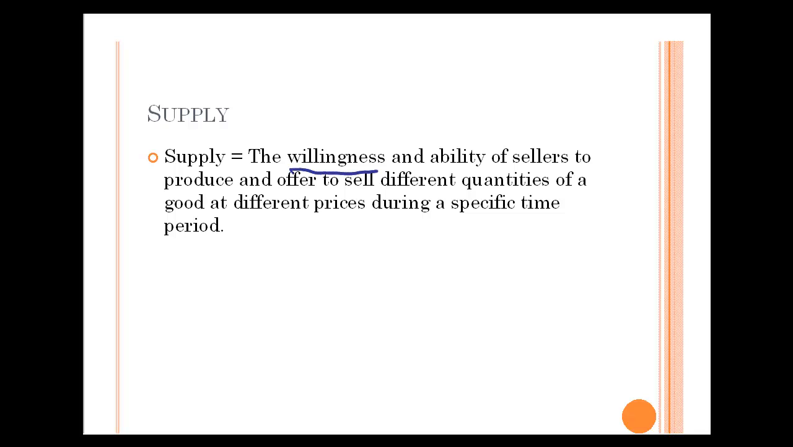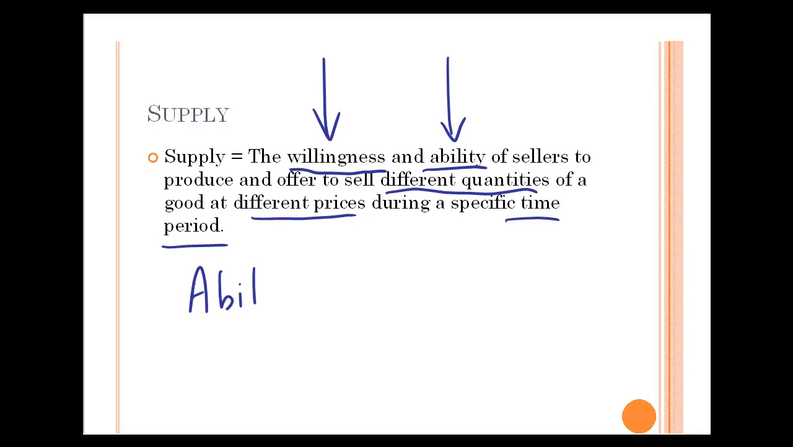Supply refers to the willingness and ability of sellers to produce and offer to sell different quantities of a good at different prices during a specific time period. Now let's focus in on that word willingness and ability. Ability refers to the fact that an individual can produce a good. So if I have the ability to produce chairs, we're saying that I'm able to produce chairs. And I have to have ability before I'm going to supply chairs.